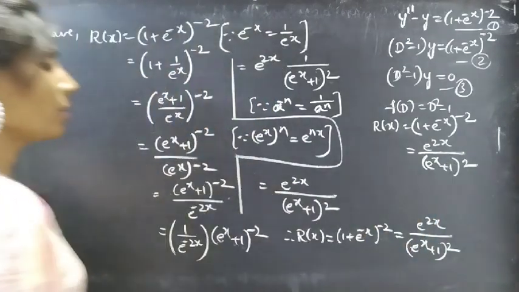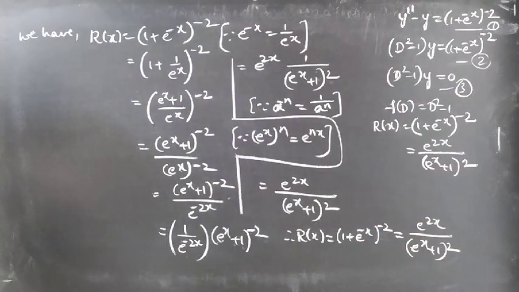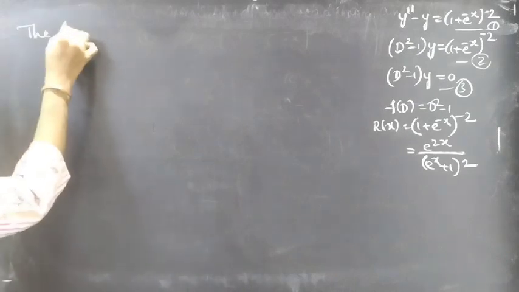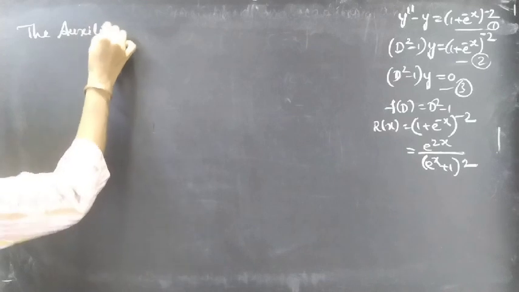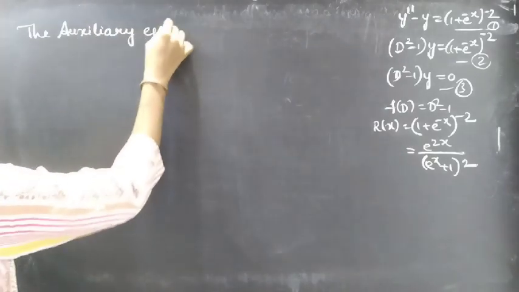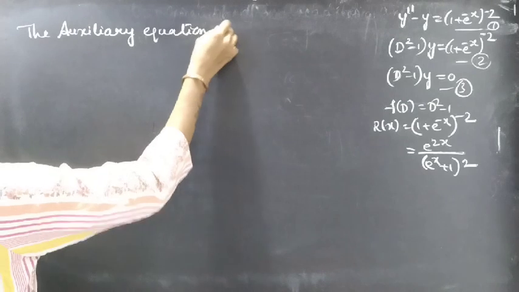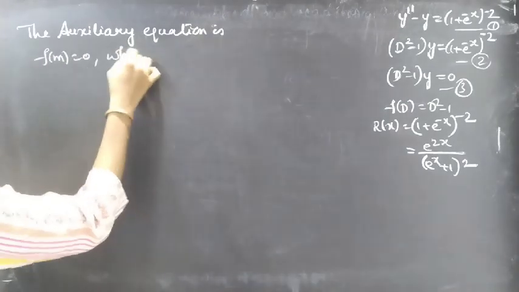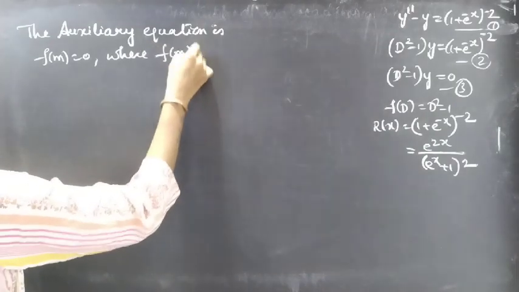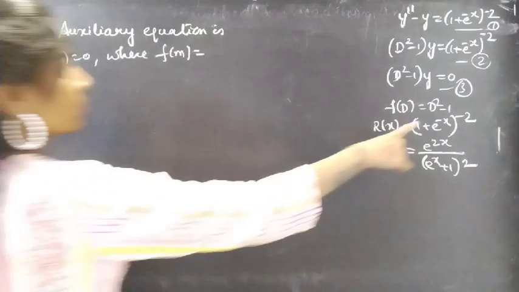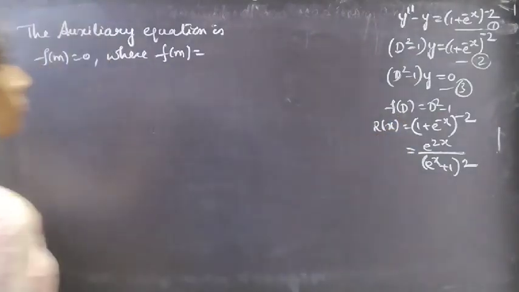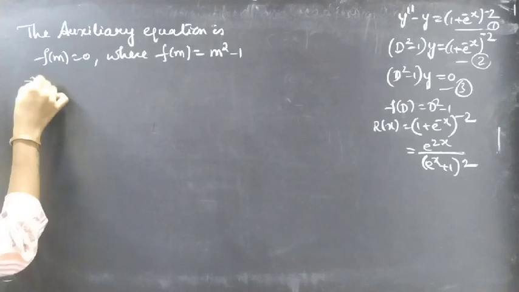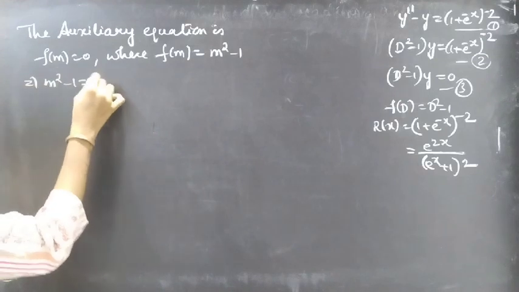Fine. Now let's find the solution to our homogeneous equation. The auxiliary equation is f of m equal to 0, where f of D is D square minus 1. Let's replace the differential operator D by m, so that we get f of m equal to m square minus 1. Now the auxiliary equation becomes m square minus 1 equals 0.